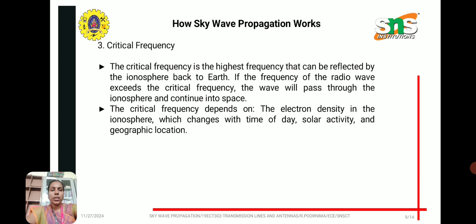Next is the critical frequency. The critical frequency is the highest frequency that can be reflected by the ionosphere back to the Earth. If the frequency of the radio wave exceeds the critical frequency, the wave will pass through the ionosphere and continue into space. The critical frequency depends on the electron density, which changes with the time of day, solar activity, and geographic location.